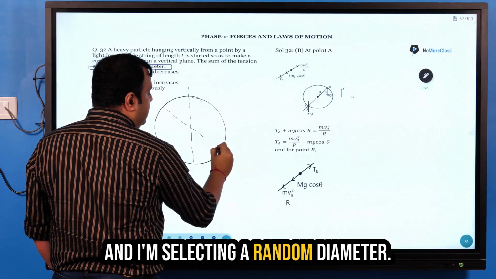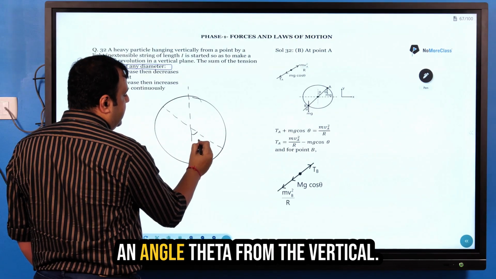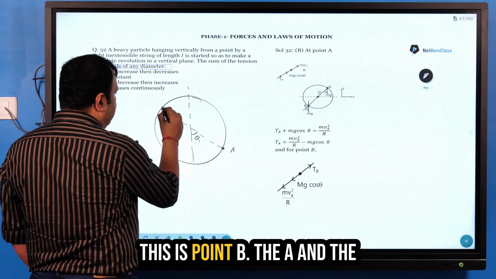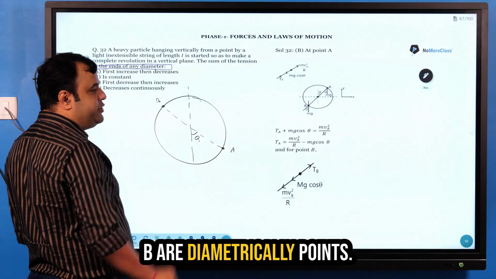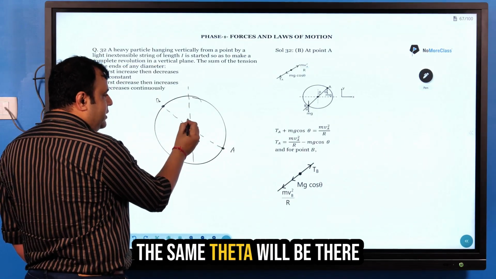And I'm selecting a random diameter which makes an angle theta from the vertical. So this is point A, this is point B. A and B are diametrically opposite points. Here theta is from the vertical down, and here the same theta will be there.